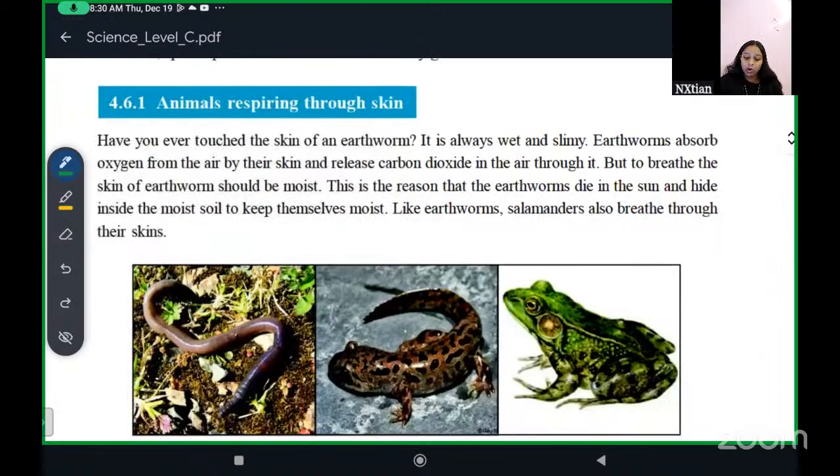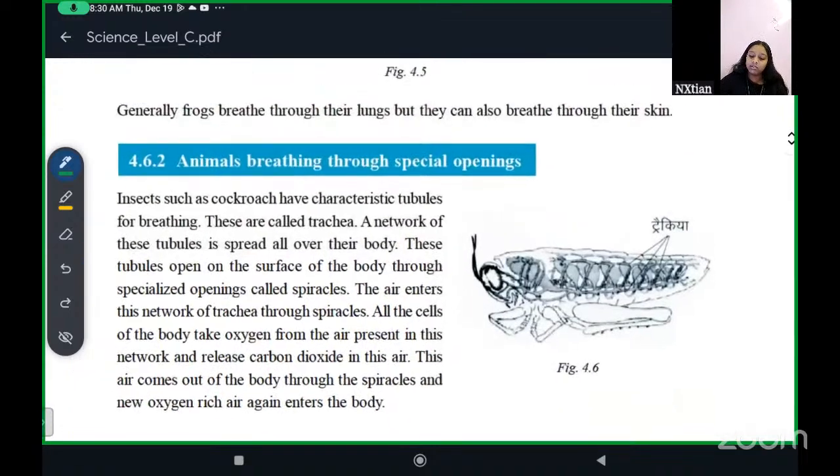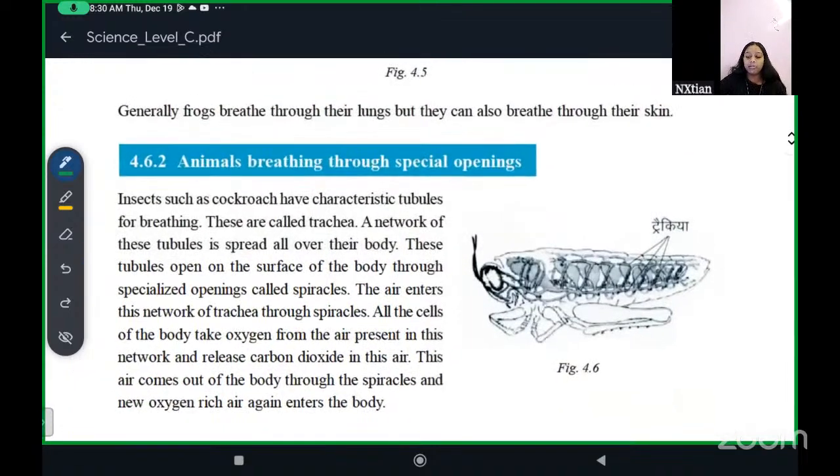Earthworms absorb oxygen from the air by their skin and release carbon dioxide through it. But to breathe, the skin of an earthworm should be moist. This is the reason that earthworms die in the sun and hide inside the moist soil to keep themselves moist. Salamanders also breathe through their skin. Frogs generally breathe through lungs, but they can breathe through the skin also.